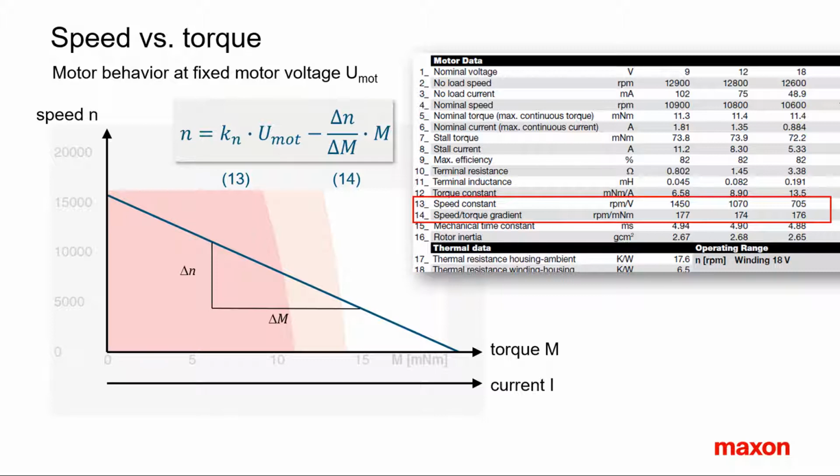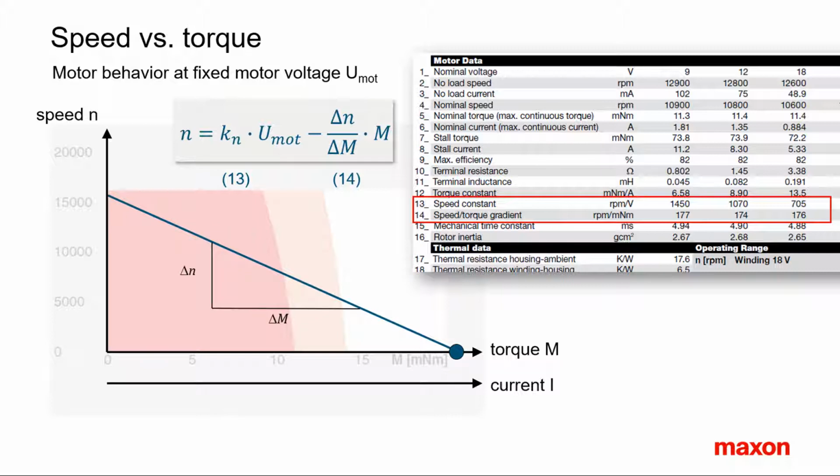It can be found in line 14 of the motor data in the maxon catalog. Kn being the speed constant of the motor in line 13 of the motor data. The meaning of the speed-torque line can be explained as follows. Without torque to be generated at no load, the motor speed is highest. The more torque the motor has to produce, the higher the required load, the slower the speed. If the torque becomes too high, the motor cannot rotate anymore. It stalls.